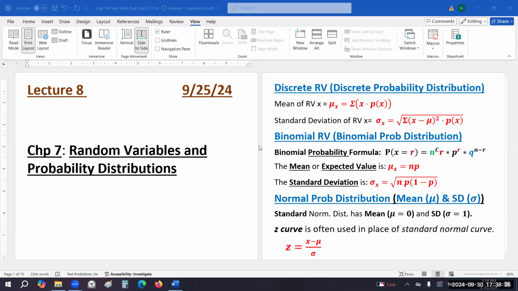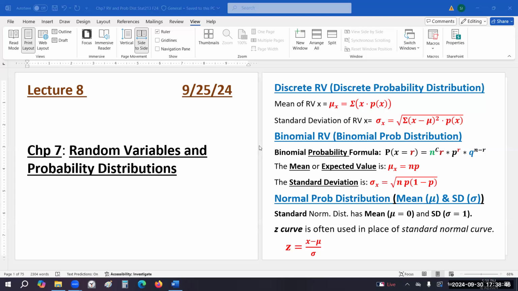The questions will be similar to the review sheet. So the review sheet has more questions, more problems, and in the exam we're going to have fewer questions. Any questions? Any comments? Concerns? Complaints? Nothing?